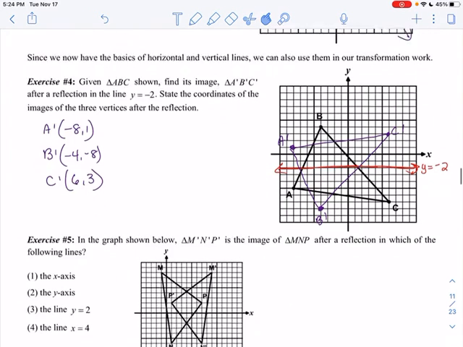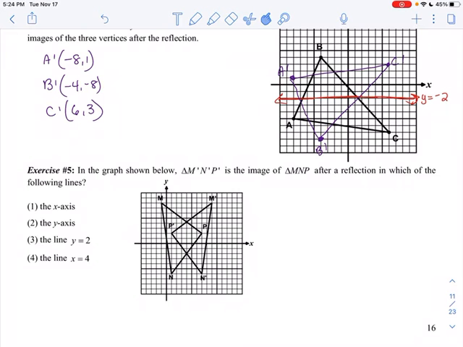Okay? And then one more dealing with reflections. This one, the image is already drawn. I have triangle MNP, and I have triangle M prime, N prime, P prime, which is the image after a reflection over which line? Remember, that line of reflection should be right smack in the middle. So I'm just going to find the middle right here of those two figures. And there it is, that vertical line that I just drew. Remember, vertical lines have the equation x equals some number. It's going through the x-axis at 4. So that is the equation x equals 4. All right, and we'll practice all of that.